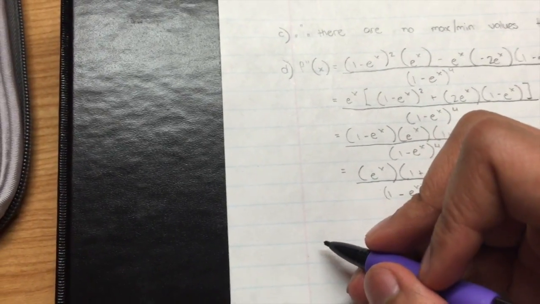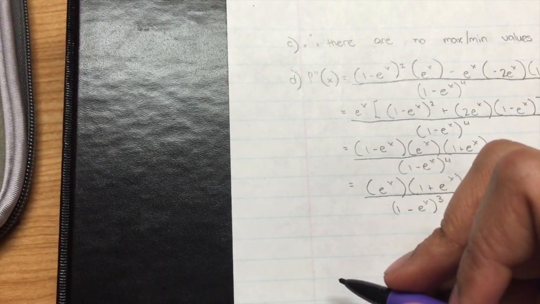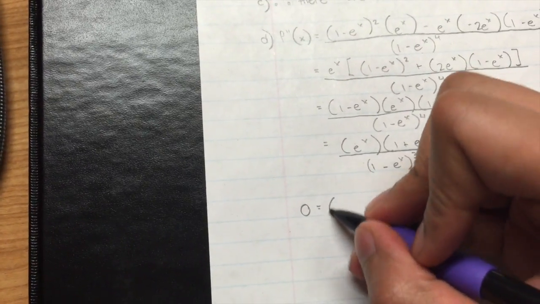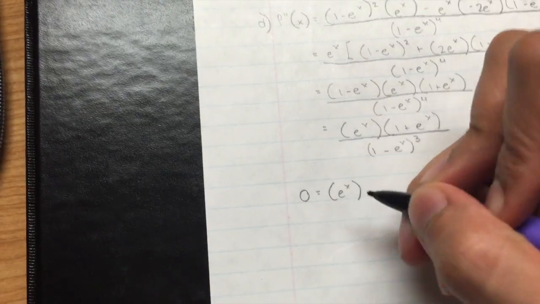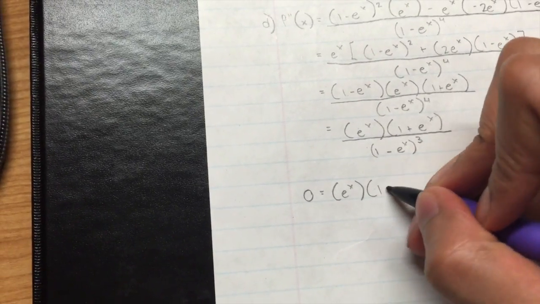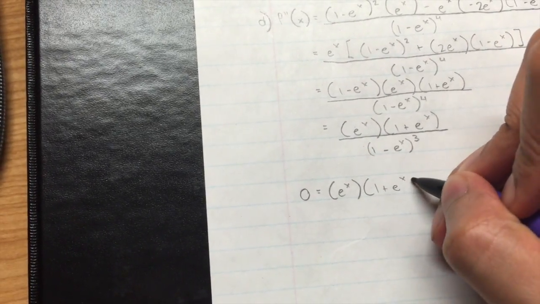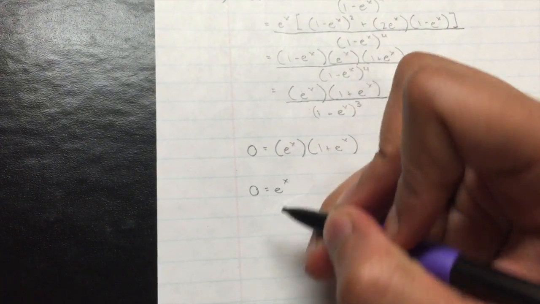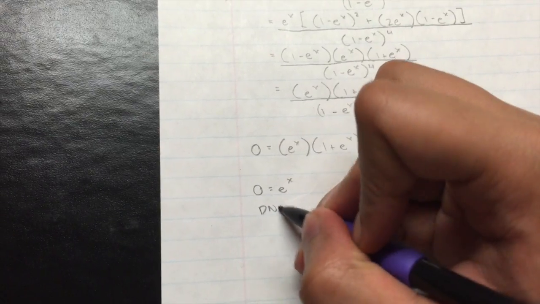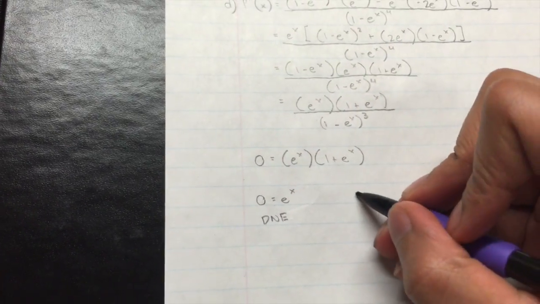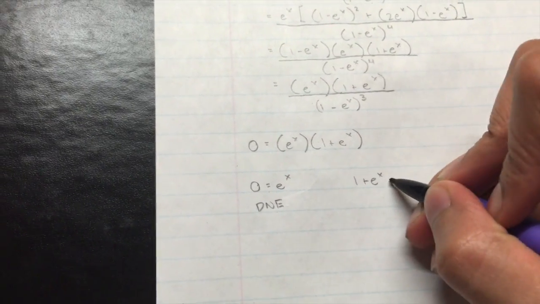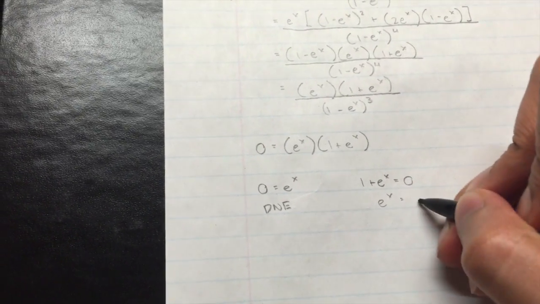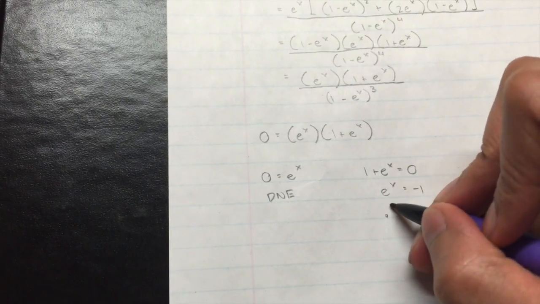We will let f double prime at x equal 0. When we do that, we get e to the x times 1 plus e to the x. In both cases, x does not exist. Therefore, it does not exist.